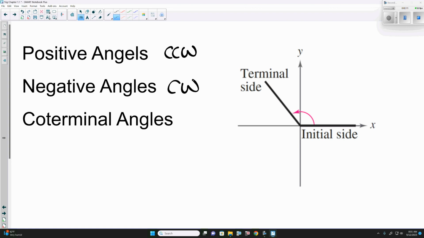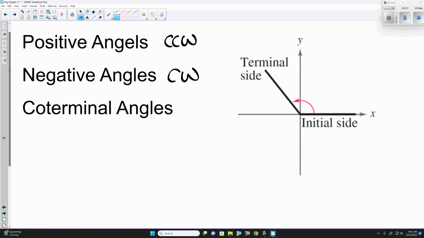Our initial side, especially on the coordinate plane, is going to be the positive x-axis. That's going to be the initial side every single time. That's where it's going to start. And then our terminal side is going to be wherever our point or location is on the graph. When we talk about a positive angle, we're going from the initial side to the terminal side. If we're going counterclockwise, it can also be down here in this direction, as I just drew, would be clockwise, so it would be considered a negative angle.